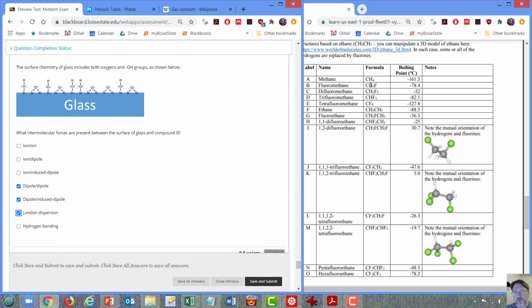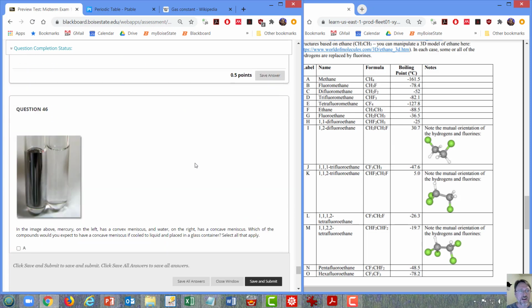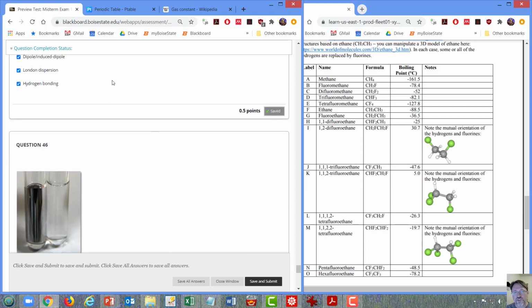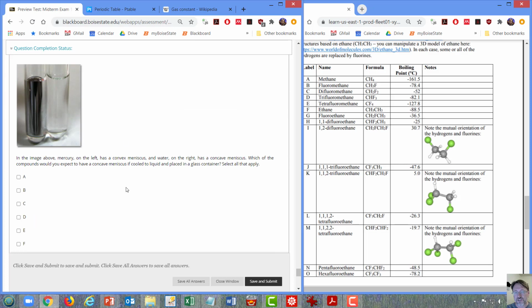Now, here's the interesting one. This has a hydrogen that is attached to an oxygen, hydrogen, or fluorine. This has a fluorine with lone pairs. So you can have hydrogen bonding between these and compound B. So you get hydrogen bonding. All right. That question here sets up the answer for this question.